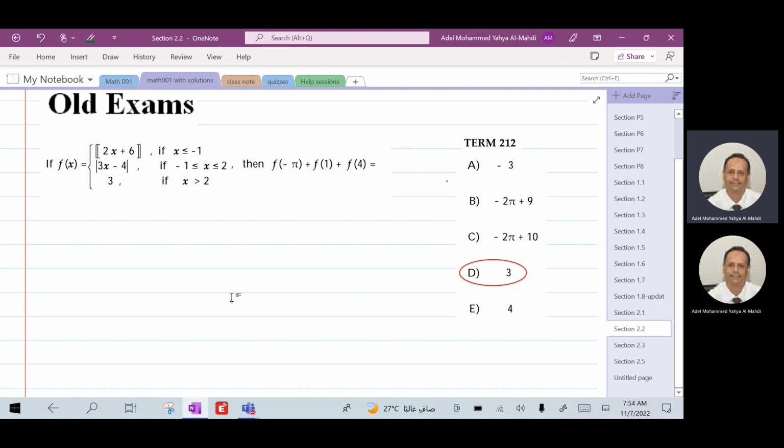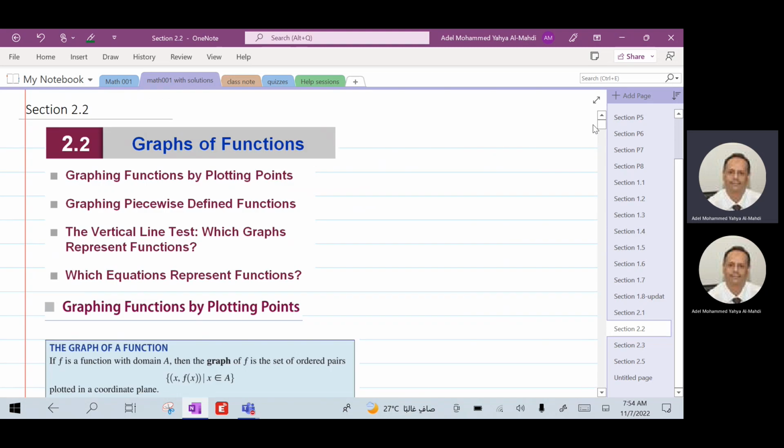In this video, I will try to solve all the exam questions from section 2.2. So let me remind you what this section is about. It is about graphing functions. Here we will try to answer some questions based on graphing.